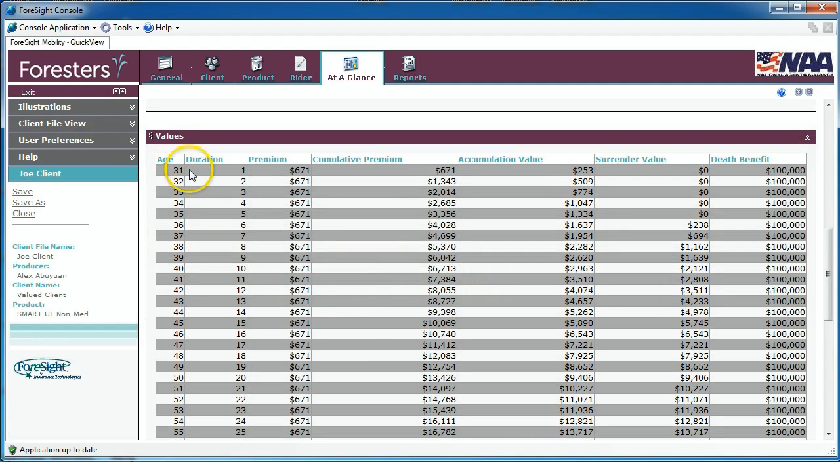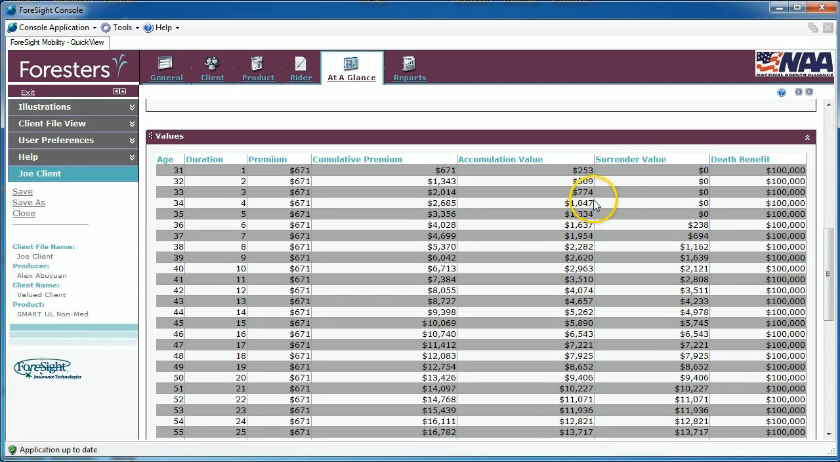So right here you see the age. Starting after the first year the policy is in place, it shows how much premium he's paying per year. It shows a cumulative premium, so it adds all the premiums together. It shows the accumulated cash value. Then it has cash surrender value.